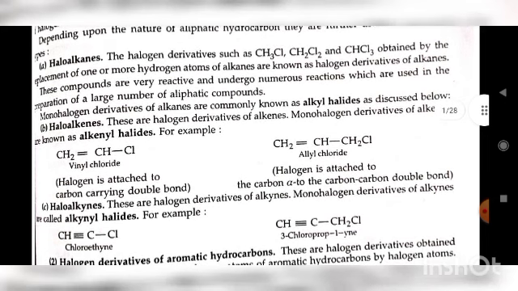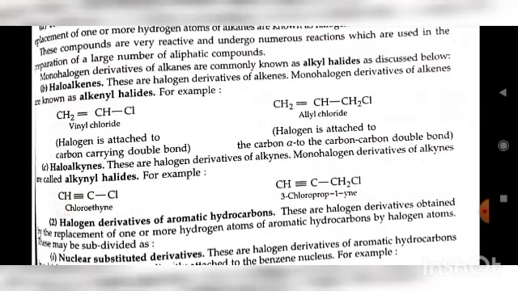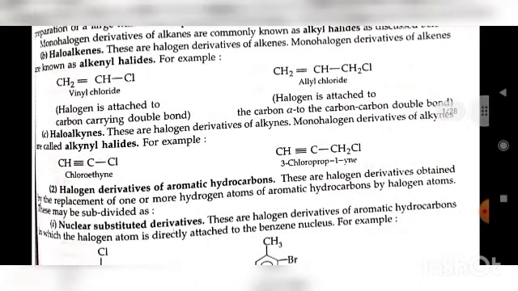Haloalkynes. These are halogen derivatives of alkynes. Monohalogen derivatives of alkynes are called alkynyl halides. Halogen derivatives of aromatic hydrocarbons. These are halogen derivatives obtained by the replacement of one or more hydrogen atoms of aromatic hydrocarbons by halogen atoms. These may be subdivided as nuclear substituted derivatives.